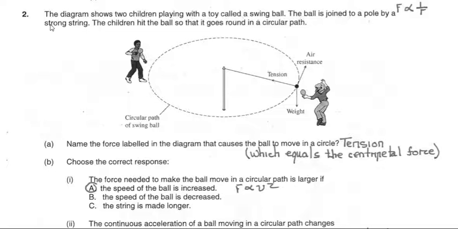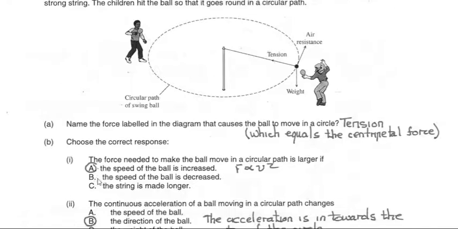Question 2. The diagram shows two children playing with a toy called a swing ball. The ball is joined to a pole by a strong string. The children hit the ball so that it goes round in a circular path. So the tension acts inwards, producing the centripetal force.